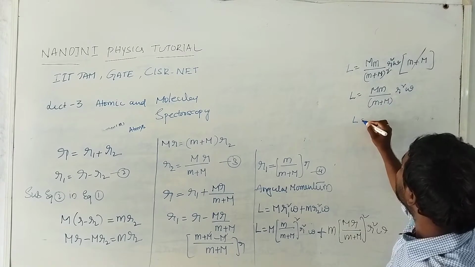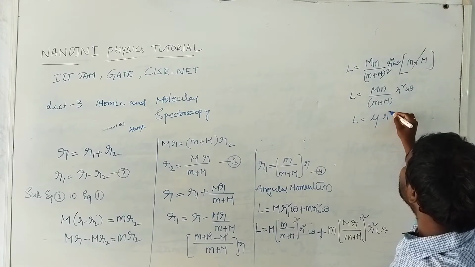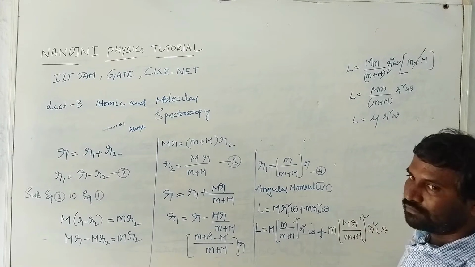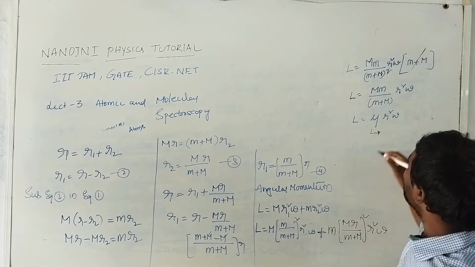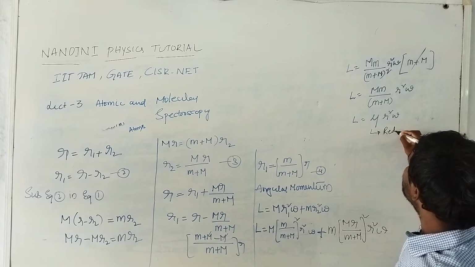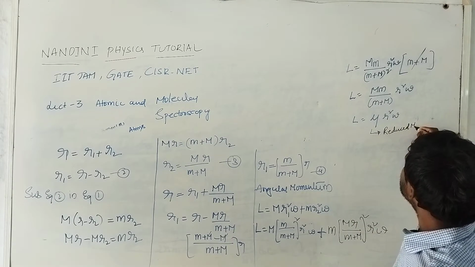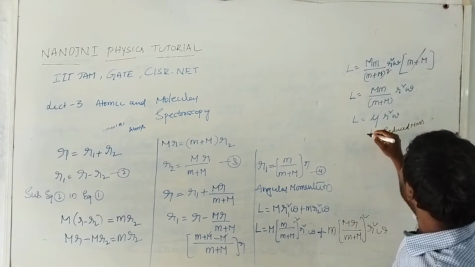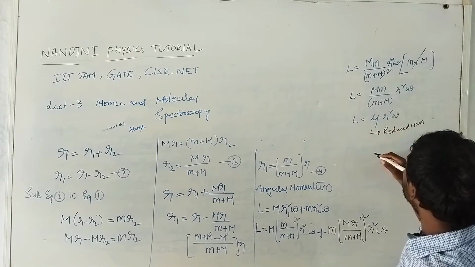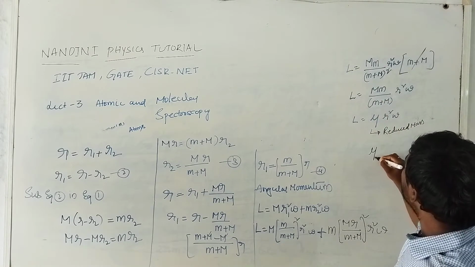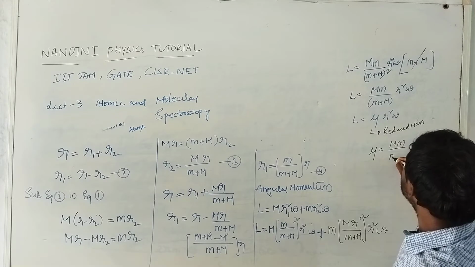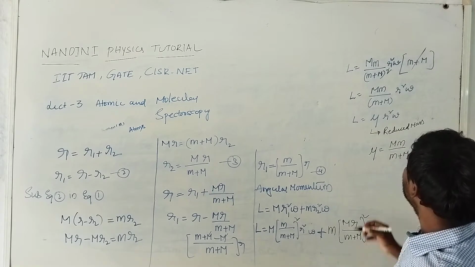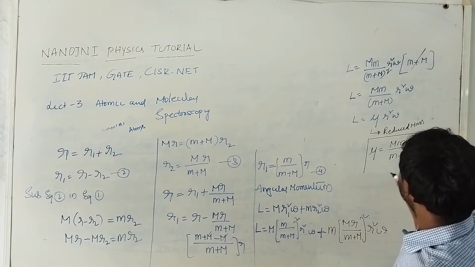So this is written as L is equal to mu times r square omega, where this mu is called the reduced mass. Simply take the reduced mass from these two equations you compared. Therefore mu is equal to capital M small m divided by small m plus capital M. So this is the concept of reduced mass.